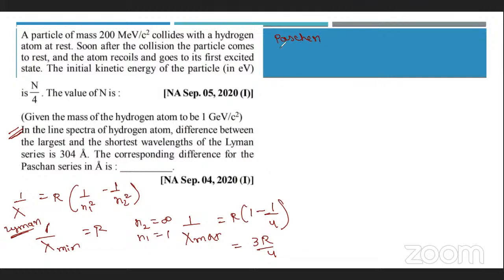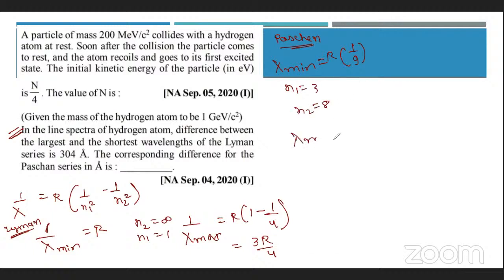So for the Paschen series, lambda minimum will be equal to R into 1 by 9, because after Lyman is Balmer, and after Balmer we have Paschen. So in that case n1 will be basically 3, but n2 will be equal to infinity again.